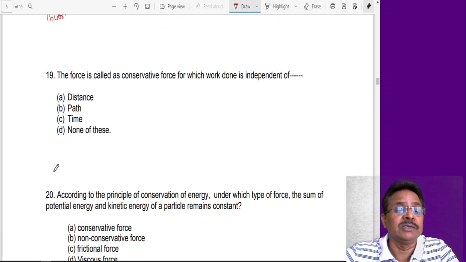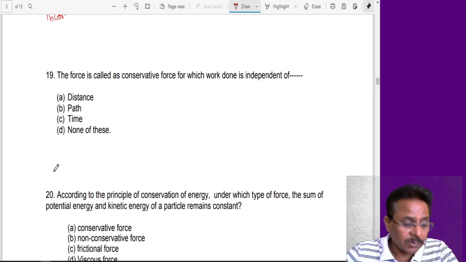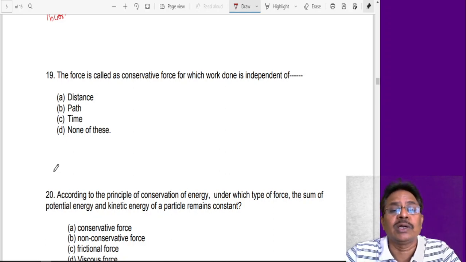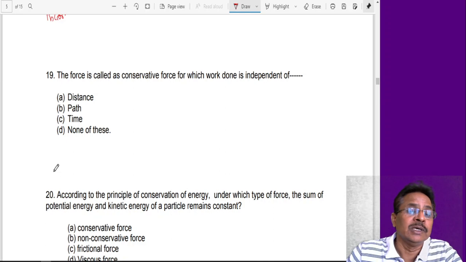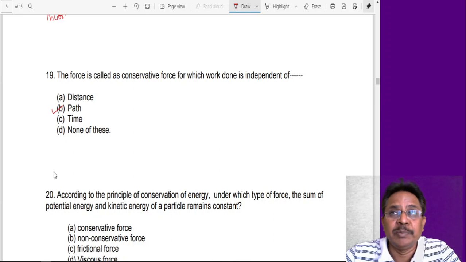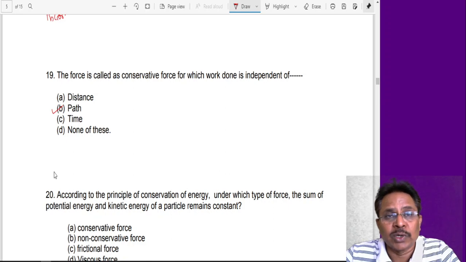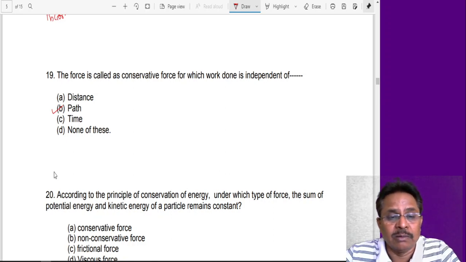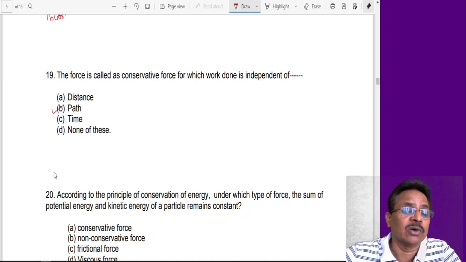Now the 19th question is exactly similar to this. Question number 19: the force is called a conservative force for which work done is independent of what? Earlier we have seen examples; the answer to this question is path. It is independent of path. Which path we follow is immaterial. Based upon the initial and final locations, the end points, the change in energy or work can be calculated, and total work done is always path independent. That's why for question number 19, B is the correct option as given here.